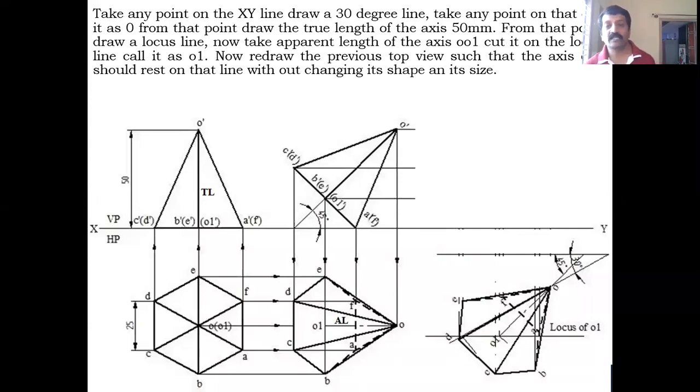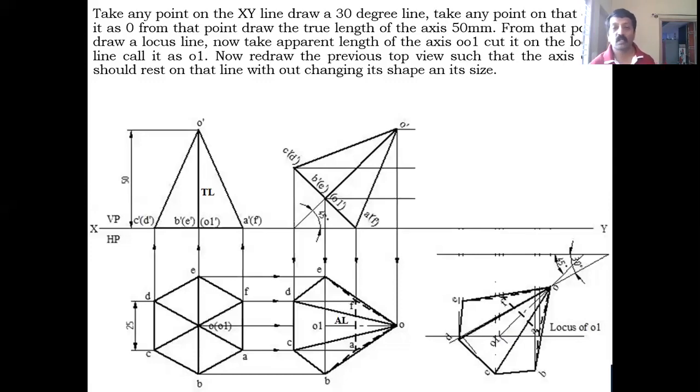Okay. After drawing the locus, now you take the apparent length O to O1. This is the apparent length. You take this apparent length from the previous top view. Now with the same center O, you cut this horizontal locus line. Now you call this O1. This is the axis. Now you extend this O1 to O till it meets the XY line and measure that angle and show it. So this is the apparent inclination of this pyramid.